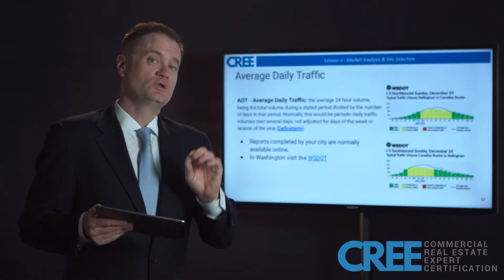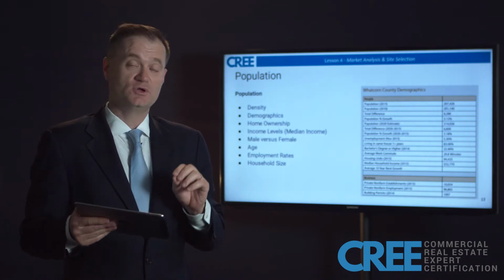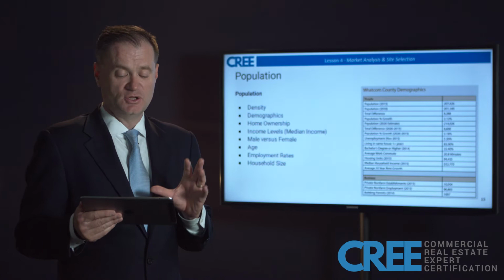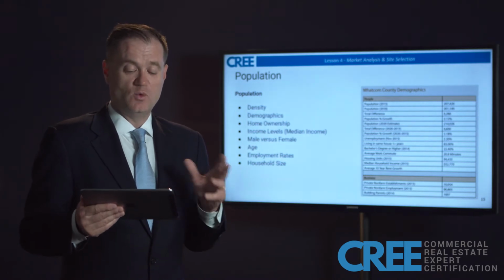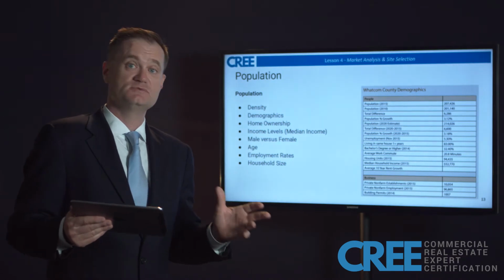Population. When we're looking at population, we're looking at the density of the population. So again, if we're looking within a certain city or county, or depending on that area that we're defining, we're going to look at how many people live in that area. What are the demographics? What's the home ownership percentage? Are there more renters or are there more owners?